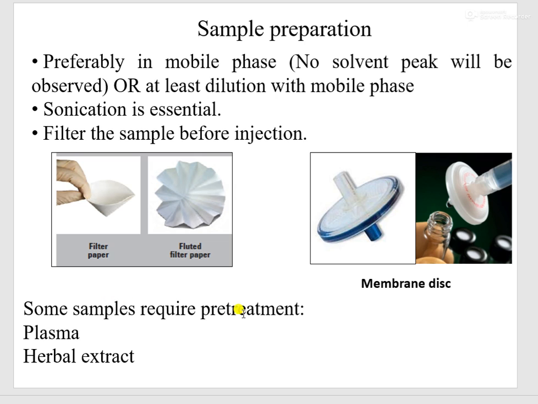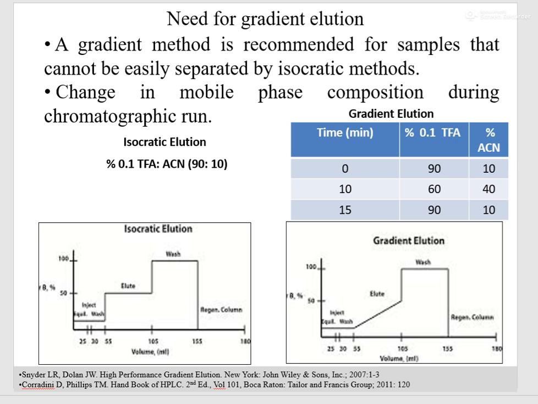Some samples require pre-treatment, for example plasma and herbal extract, that is also important. Now, need for gradient elution. Some complex samples with different polarities of components present in there cannot be eluted or separated by isocratic method. In that case you have to go for gradient elution. So gradient elution is recommended for samples that cannot be easily separated by isocratic method.